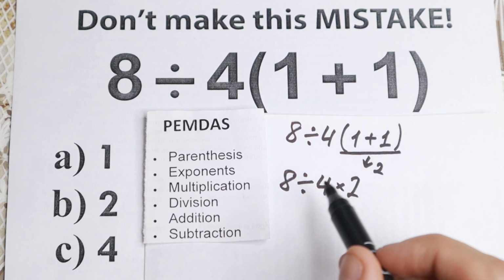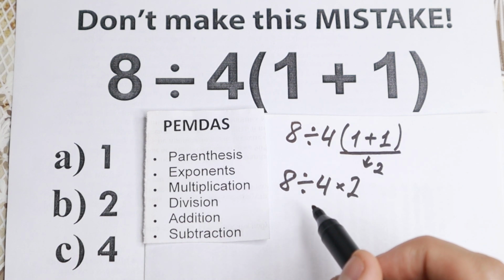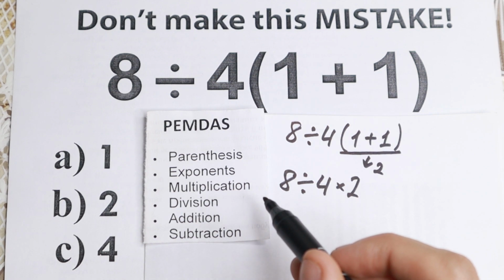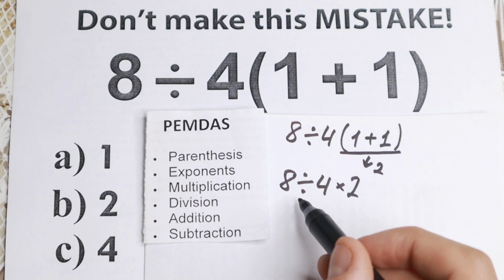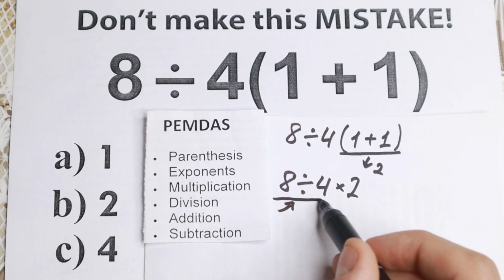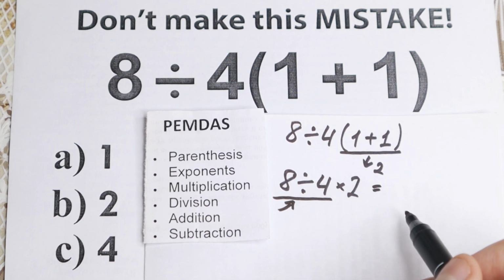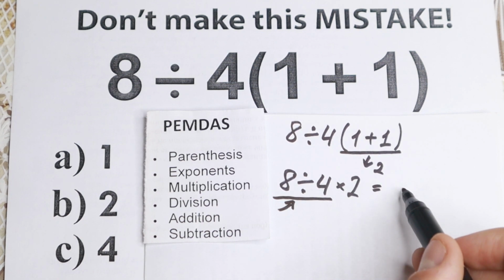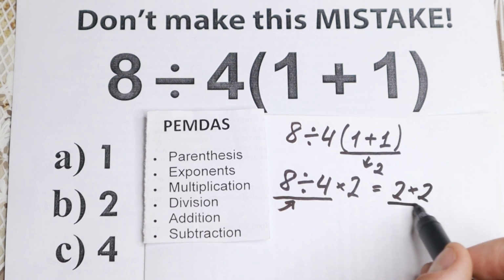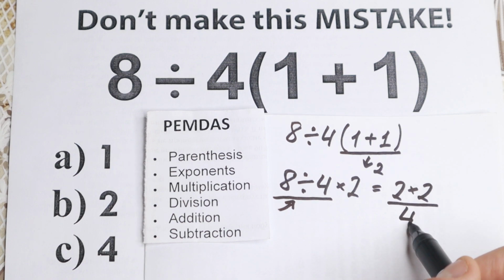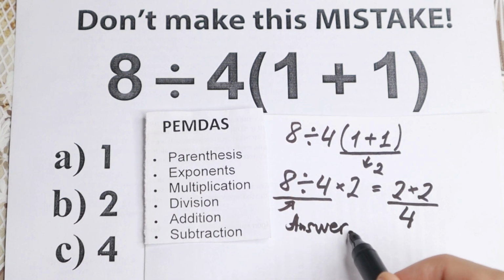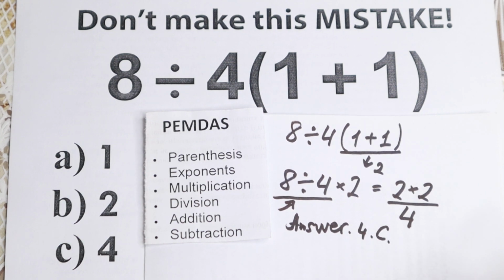And now we need to scan. Are there any division or multiplication signs right here? Yes, we have only division and multiplication signs. And then we need to scan what is the first sign from left to right. So the first sign from left to right is this division. So we need to start with this division. So 8 divided by 4 equal to 2. And we still have this multiplication. So 2 times 2 equal to 4. So as you can see, according to PEMDAS order, the answer is 4. Option C. So I hope your answer is the same as mine.